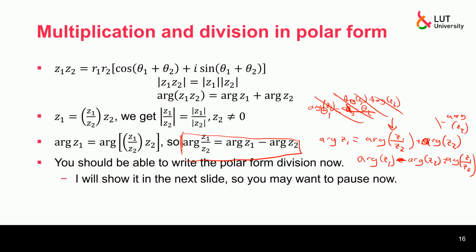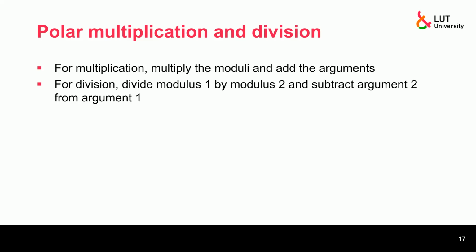So what is the polar form division? And since this is a recorded video, I don't need to pause too long. If you want to think about how you get polar form multiplication and division, you should be able to do it by now, or pause the video and think. And let's go. For multiplication we multiply the moduli and add the arguments. For division, divide the moduluses and subtract the argument of the divisor from the argument of the dividend.